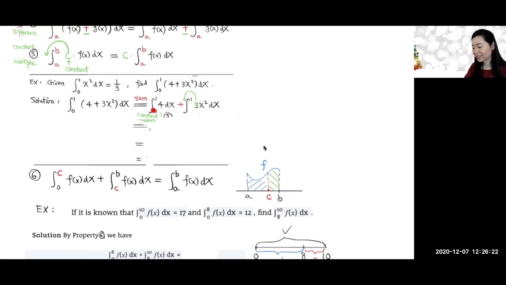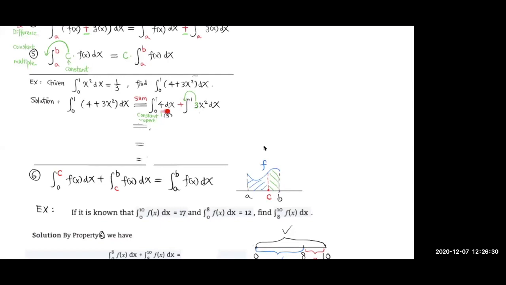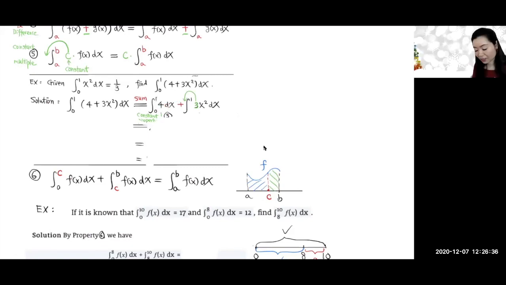This integral here equals what? 4, you got the 4 part right. It's 4 times the length of the interval. What's the length of the interval? From 0 to 1, the length of the interval will be 1, right? Remember, it's c times b minus a. This constant 4 times 1 minus 0. So that will be just 4.